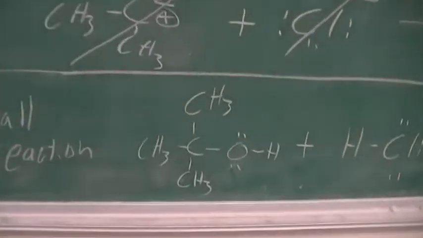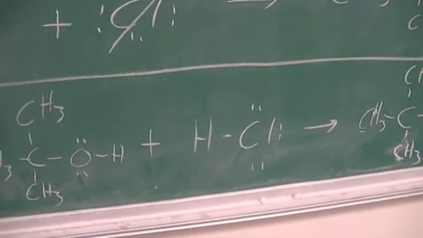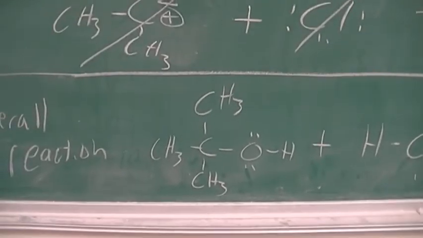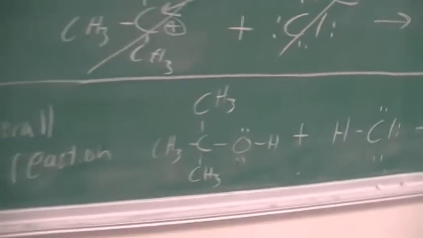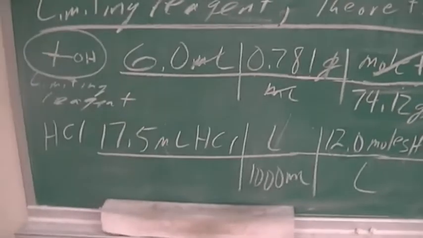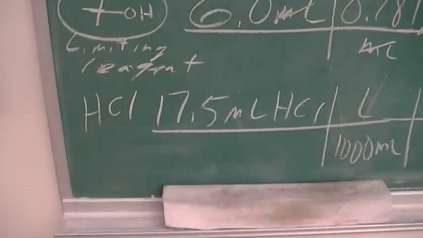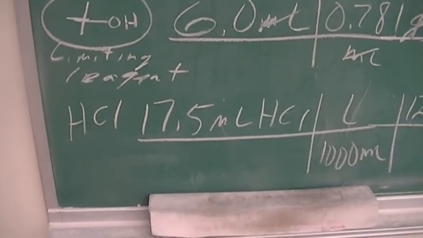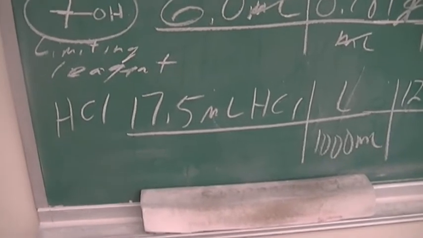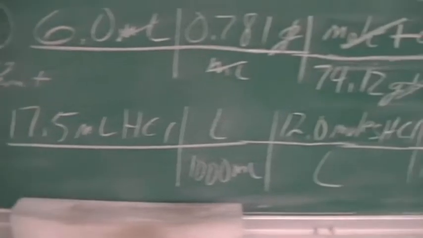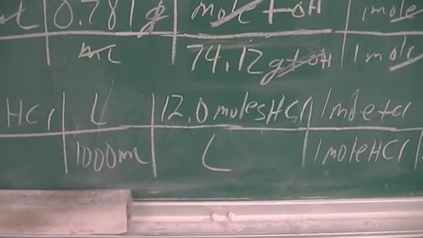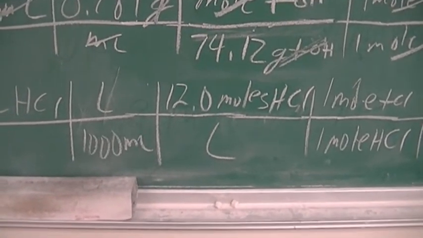All right. So then you have to do the same thing with your other reactant. Now, if you have an organic reactant and an inorganic reactant, there's a 99% chance that your organic reactant is going to be your limiting reagent. But you still have to show that the HCl is not your limiting reagent. So in this experiment, it says use 17.5 mils of concentrated hydrochloric acid. All right, and so concentrated hydrochloric acid is 12 molar, or 12.0 moles per liter.